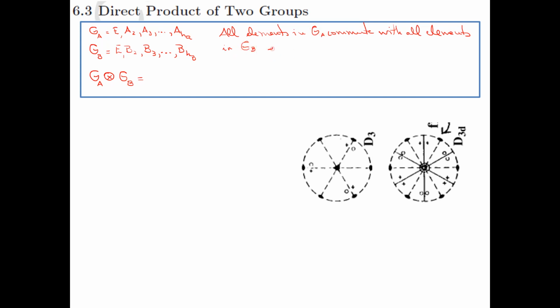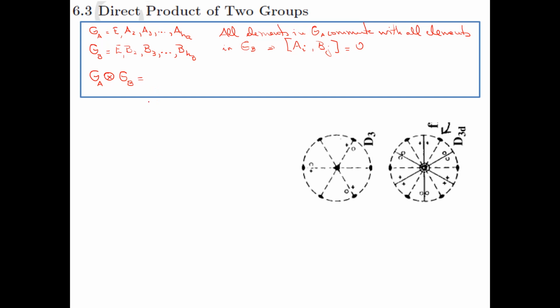So the AI and BJ commutator is equal to 0. Okay? So if that's the case, I can construct the direct product group simply by multiplying all the elements of the group by all the elements of the other group.